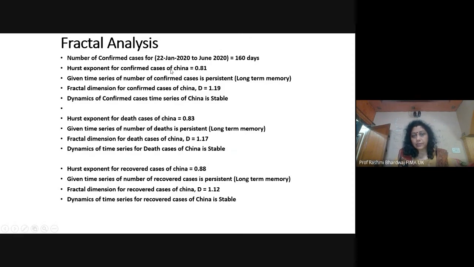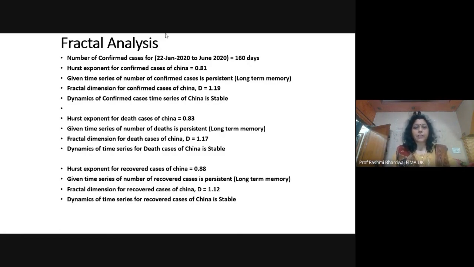And it is the case of China, which shows persistent behavior, because the Hurst exponent normally lies between 0 and 1. If it is 0 to 0.5, then it is anti-persistent. This means it is difficult to predict. If it is exactly 0.5, then it is Brownian. And if it is more than 0.5 up to 1, then it is a stable structure.